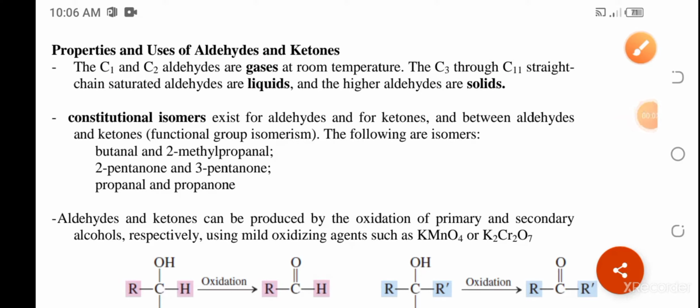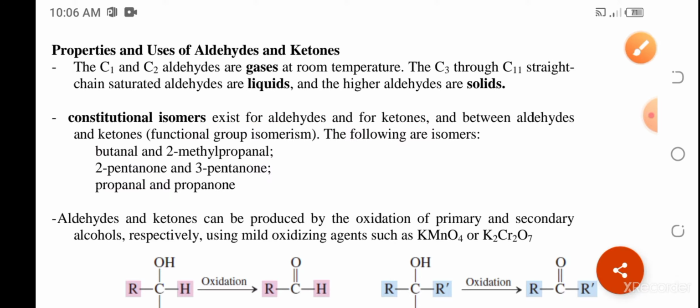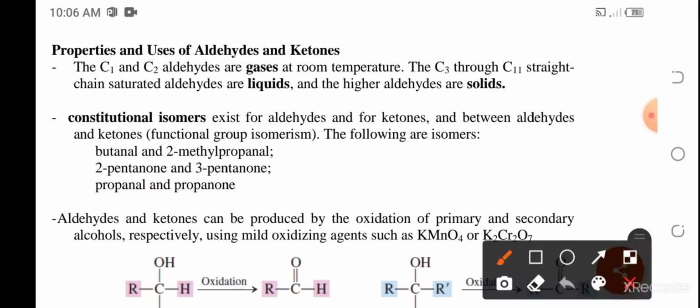Constitutional isomers could also exist for aldehydes and ketones. It could either be both are aldehydes, so they could be isomers. Both are ketones, they can also be isomers, and one aldehyde could be an isomer of one ketone, so that is also possible. So let's see this butanal and 2-methyl propanal.